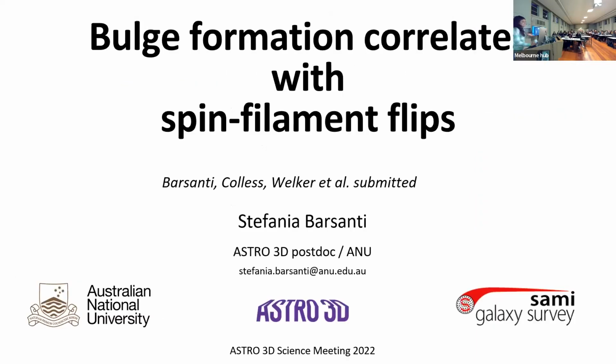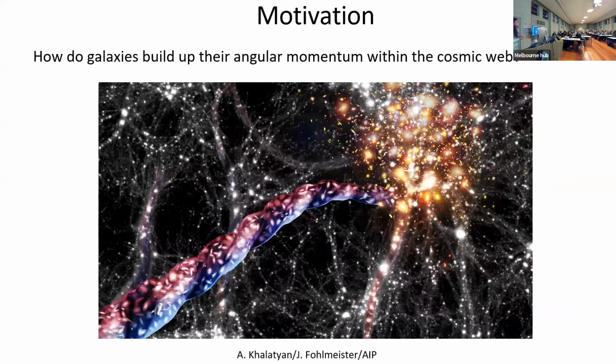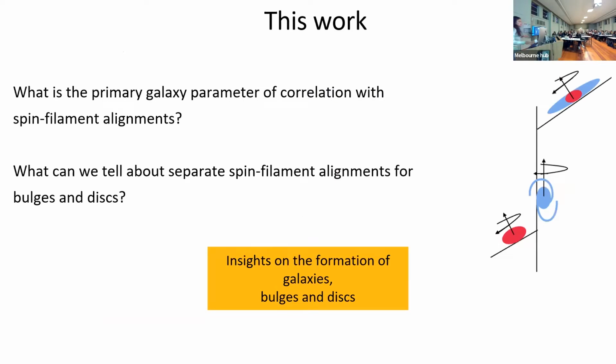And now what I actually want to talk about is how the bulge formation correlates with spin filament alignments. I'm now a postdoc at ANU, and this is work in collaboration with Matthew Colless and the SAMI team. So the motivation of this work is how do galaxies build up their angular momentum within the cosmic web? And the two questions that we want to answer here: what is the primary galaxy parameter that mainly correlates with spin filament alignments?